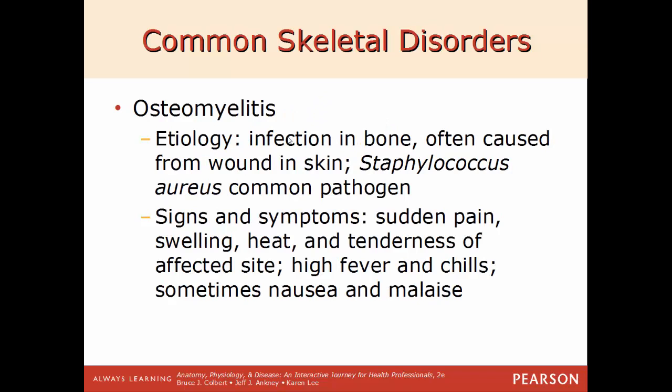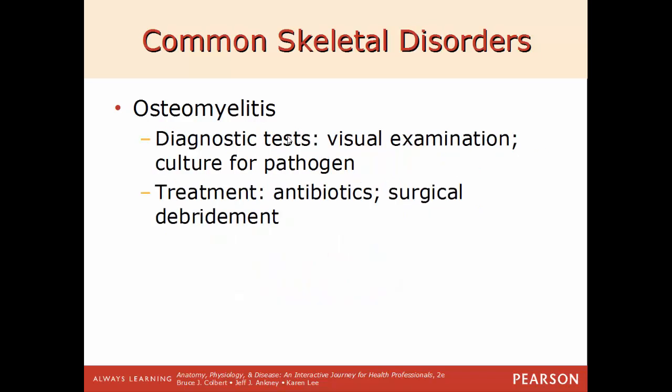Osteomyelitis. The etiology is the infection in the bone, often caused by a wound within the skin, such as the bacterium Staphylococcus aureus. Signs and symptoms: sudden pain, heat, swelling, tenderness at the infected area, a high fever plus chills. Sometimes you'll get nausea or malaise. Some diagnostic tests: visual exam, the culture for the pathogen, Staph aureus, and treatment, of course, antibiotics, because it is a bacterial condition, and if needed, surgical debridement.